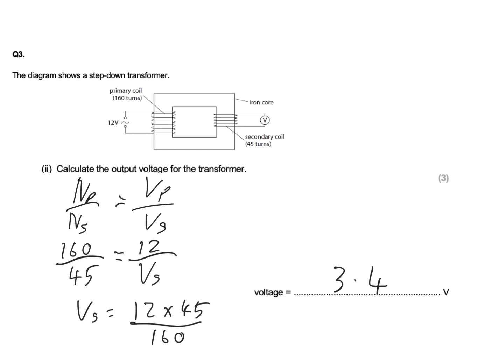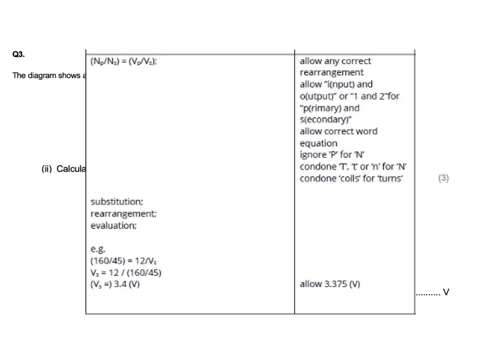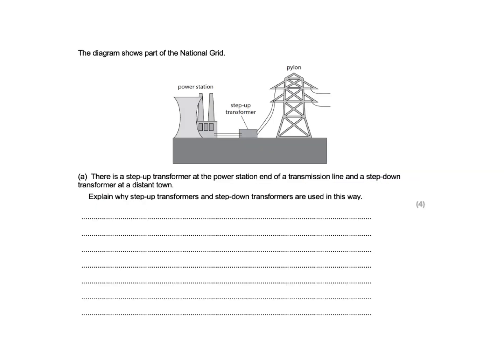Notice how I've answered this 3-mark maths question by doing the equation, sum, answer, and then the unit at the end. And if we check our mark scheme, they show that they get 3.4 volts as well, with substitution, rearrangement, and evaluation marks. So our final question today is asking about the national grid, and it says there is a step-up transformer at the power station end of the transmission line and a step-down transformer at a distant town. Explain why step-up transformers and step-down transformers are used in this way.